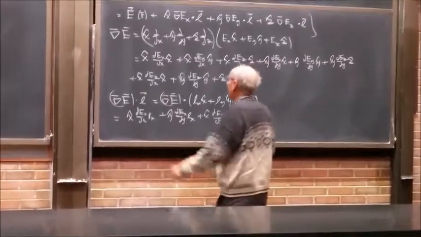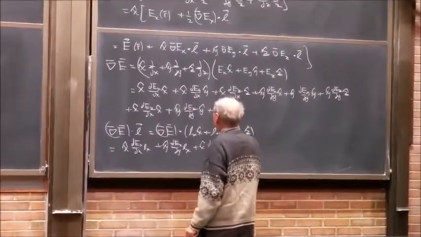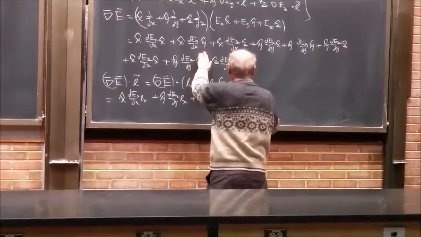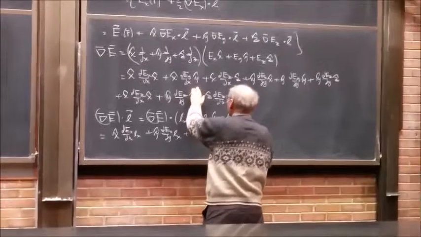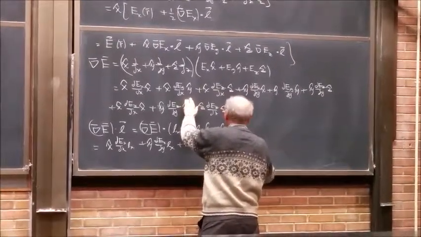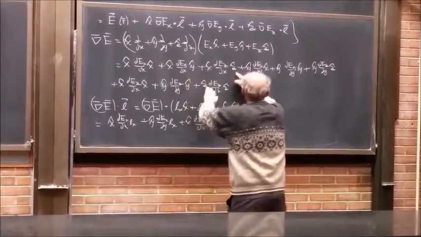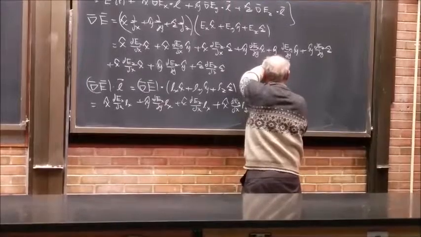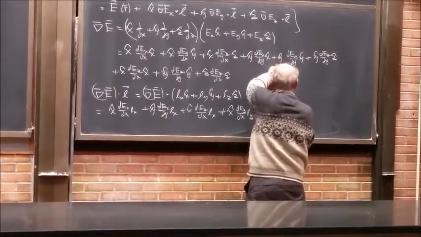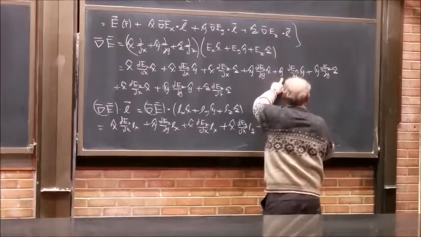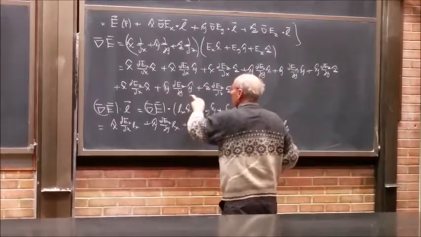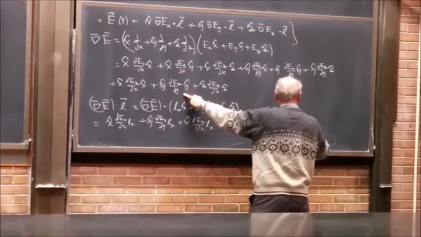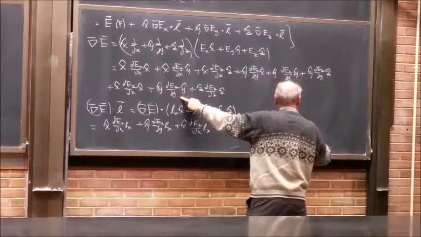And now I do the Ly terms. That'll be 0, that'll be 1. So I'll get x hat dEy/dx Ly. 0, 0, this will be 1. Plus y hat dEy/dy Ly. That'll be 0, that'll be 0, that'll be 1. Plus y hat dEz/dy Ly.